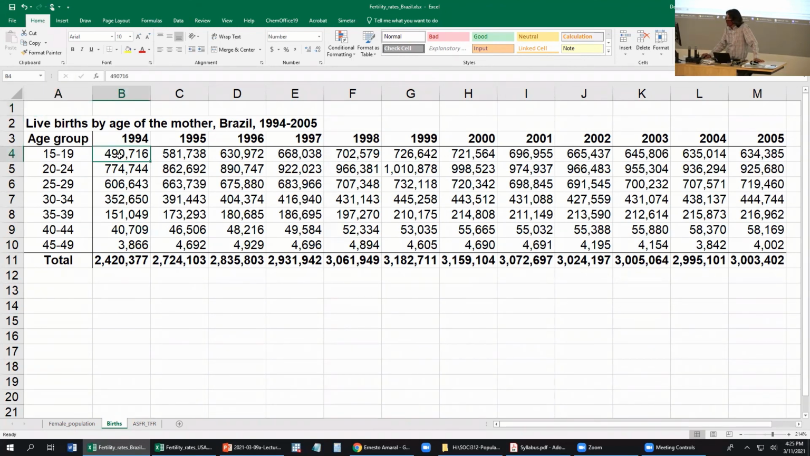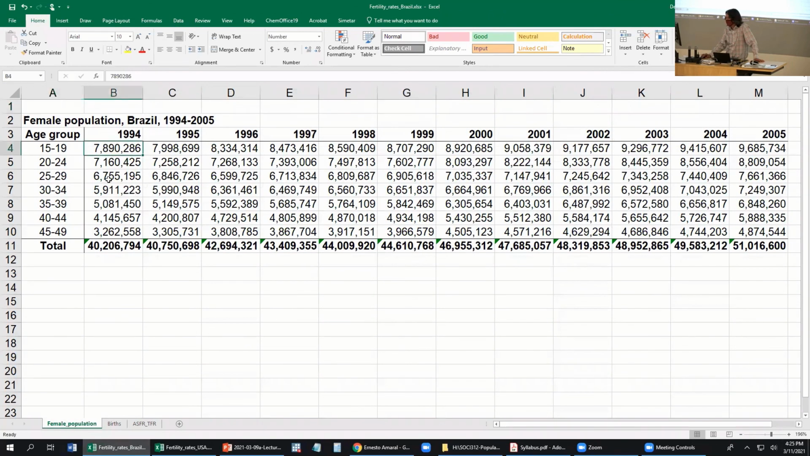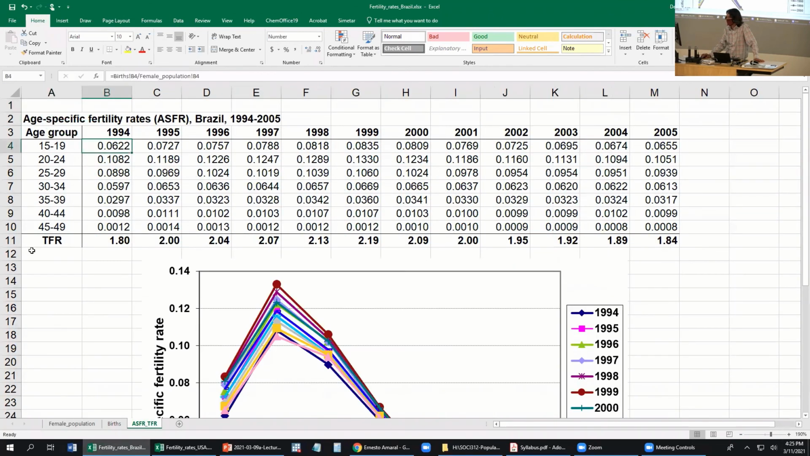So if we get this number here and divide by this number here, we get the age-specific fertility rate. So here I'm just getting the number of births from here and dividing by the population from here. And I'm not multiplying by 1,000 in this example. I could, but I'm not. How do you calculate the total fertility rate? You add everything here, you sum from cell B4 to cell B10, and multiply by 5, because that's the width of each one of these age groups.